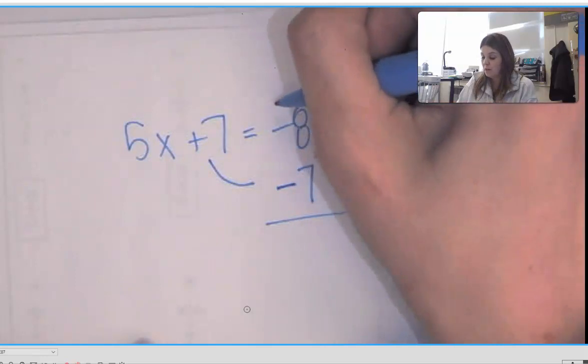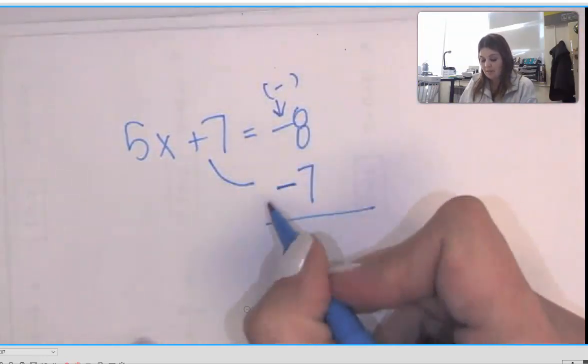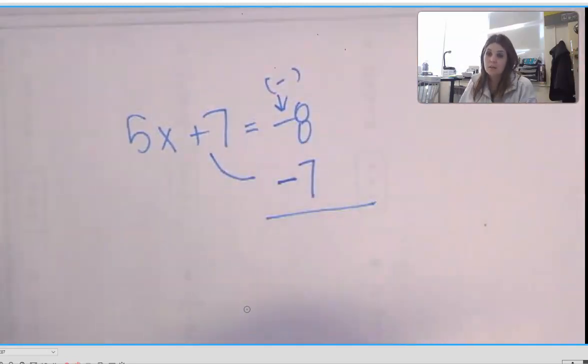So this would be your negative button below the 3, and then this is your minus button next to the 9. So if that's confusing you and you need help, just raise your hand and I'd be happy to come over and help you.